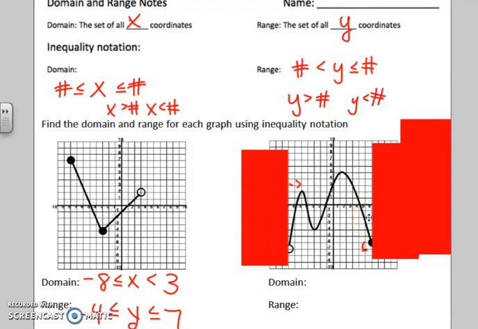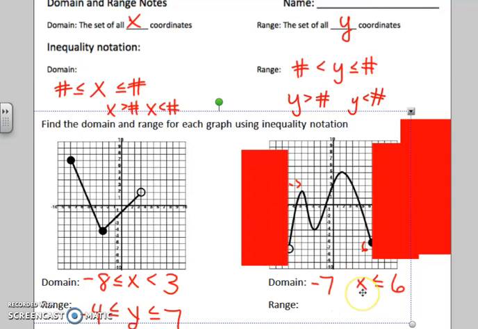Okay, so the farthest left it went was a negative 7. The furthest right it went was a 6. And since it's domain, x is in the middle. And this right dot was closed in, so it's less than or equal to. And then that negative 7 was an open circle, so it's just going to be less than.